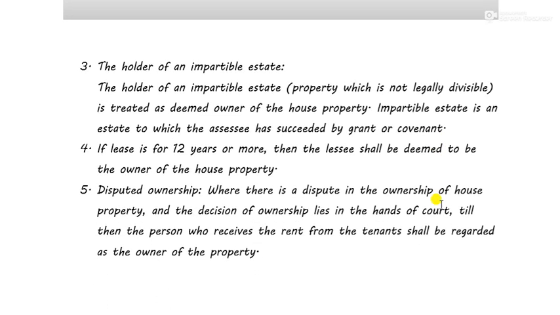Third, what happens? The holder of an impartible estate. Nothing to understand really very much. It means the property which is not legally divisible. For example, if there is a father who has a house and he has three sons. Now before death, the father did not confirm who will be the owner of the house property. So the house property becomes an impartible estate. It is not sure who will be the owner of the house property.